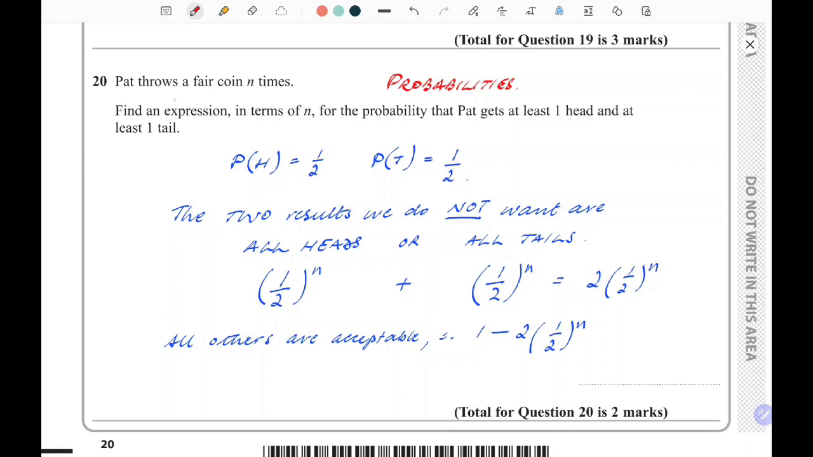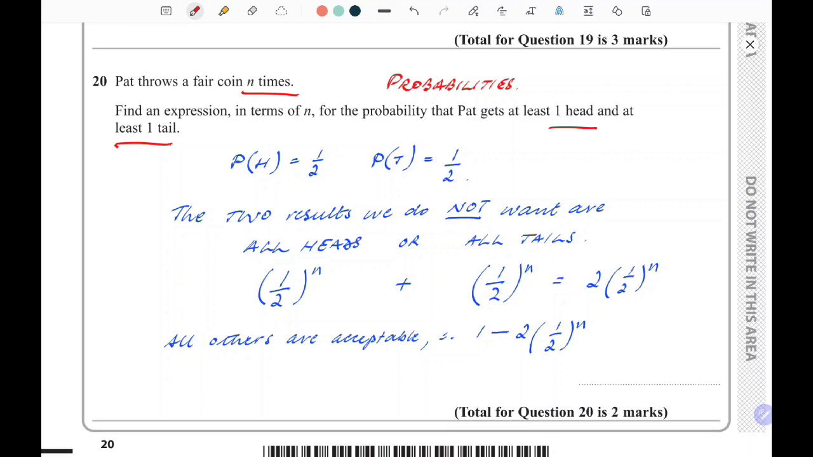So Pat throws a fair coin n times. Find an expression in terms of n for the probability that Pat gets at least 1 head and at least 1 tail in those n times. Now, because it's n times, you cannot work out all the different possibilities and all the different events that could happen.